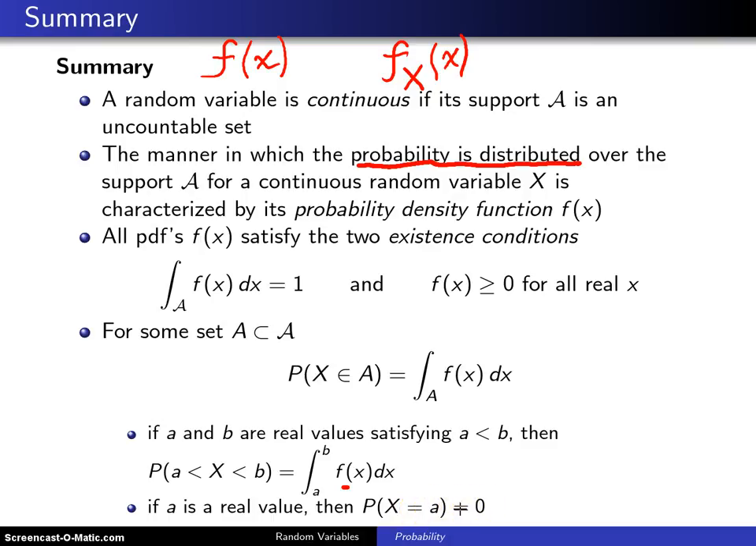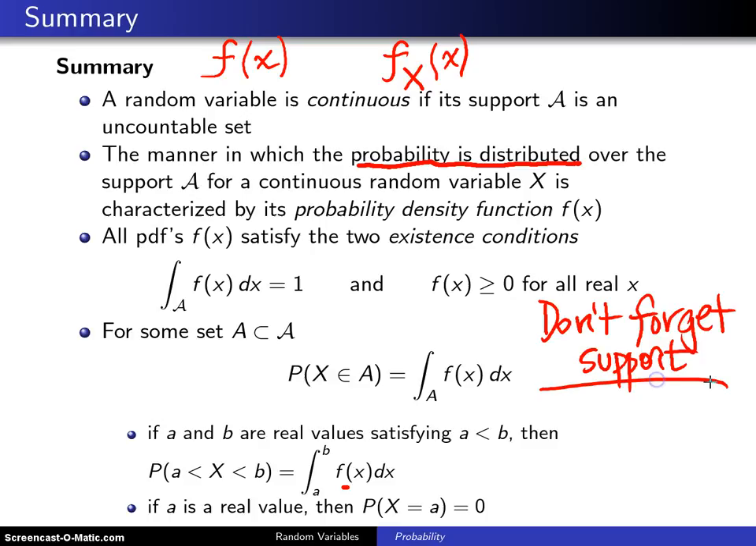Now, one final thing before we leave continuous random variables behind, and that is, don't forget the support. This sometimes happens when people are learning probability the first time. For example, if I write f of x equals 1/3, that doesn't mean anything. Without some support over here, you don't know what the meaning of that is.